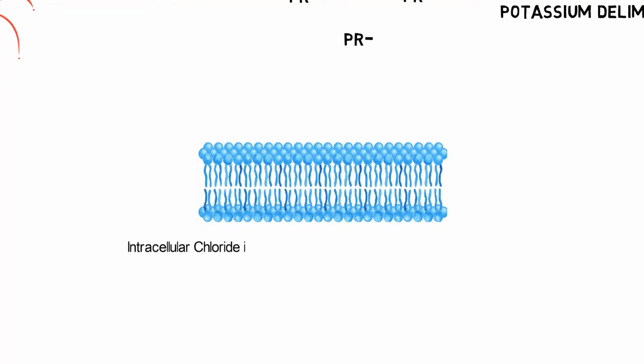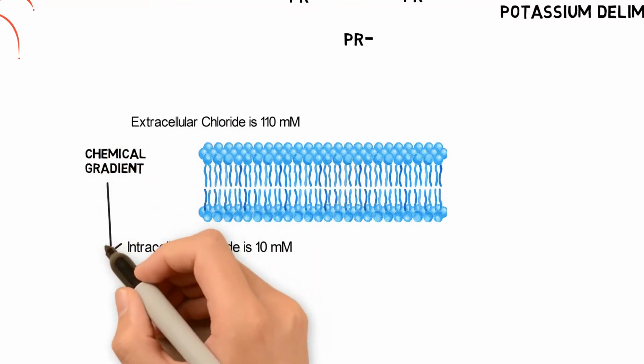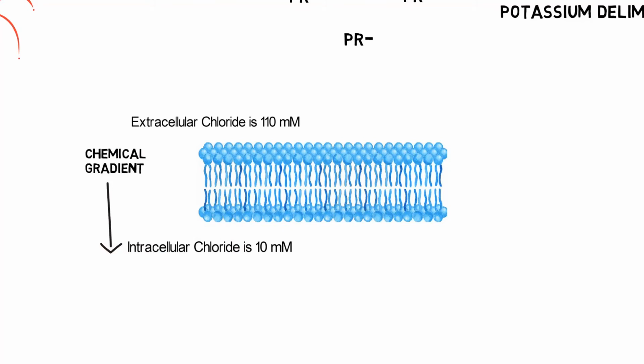Inside the cell, the chloride level is 10 millimoles, while outside the cell, the chloride level is 110 millimoles. The membrane is not permeable to chloride. When the voltage-dependent chloride channels open, chloride wants to move into the cell down its chemical gradient. But it doesn't go far, as the electrical gradient pulls the ion outward. When chloride enters the cell, it makes the inside even more negative, hyperpolarizing the cell.